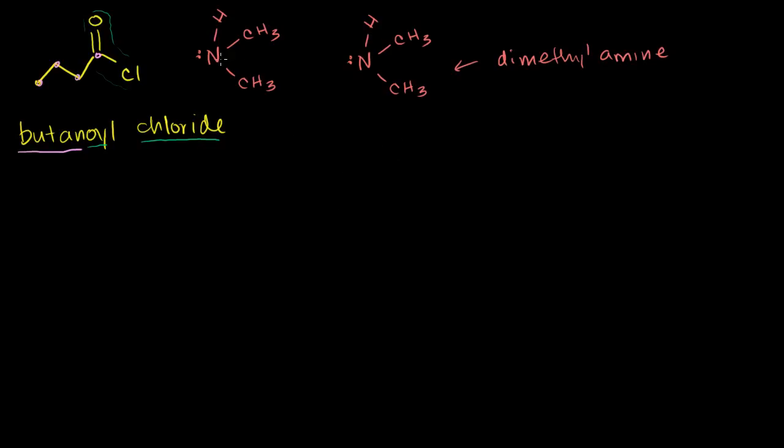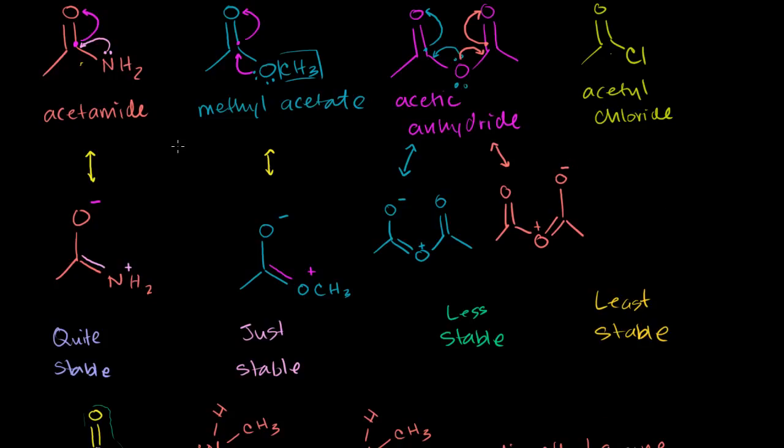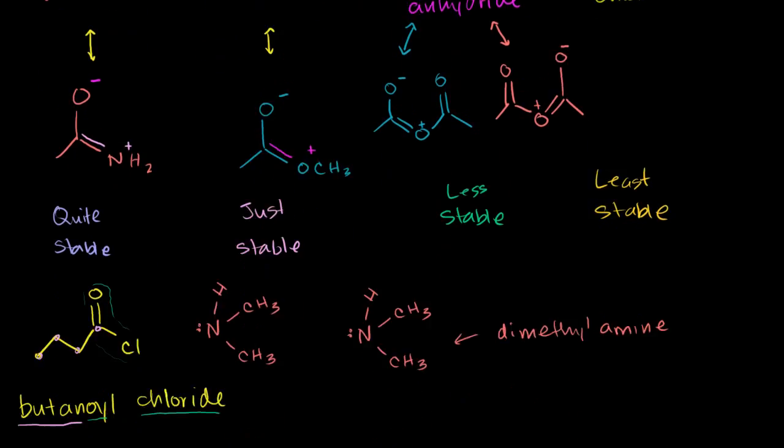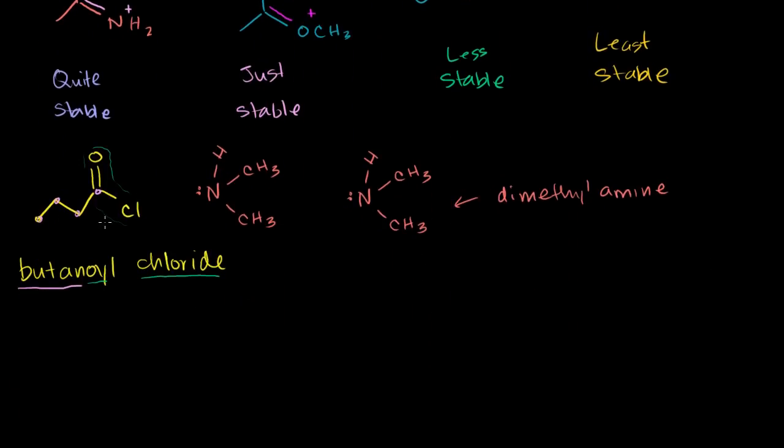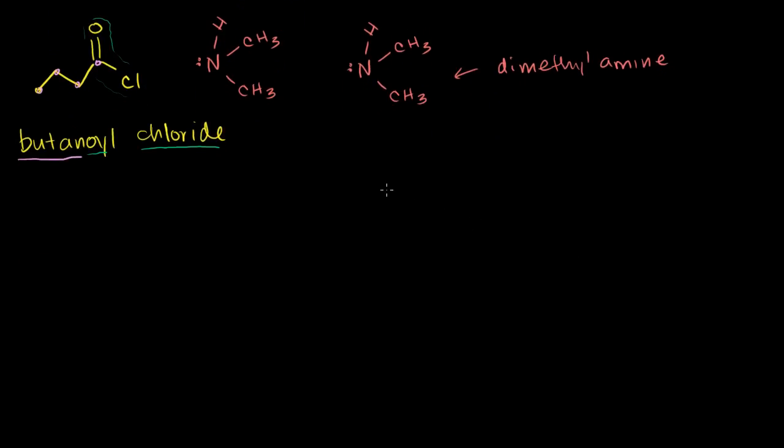So what are we dealing with? We have an amine here, and then we have an acyl chloride. And if we look at our hierarchy of stability that we looked at in the last video, we saw that a carboxylic derivative from an amine, which is an amide, is much more stable than an acyl chloride. This is the least stable. So if we're starting with an acyl chloride, and we have the ingredients for an amide, this reaction will probably end up with an amide. So let's see how we can get there.